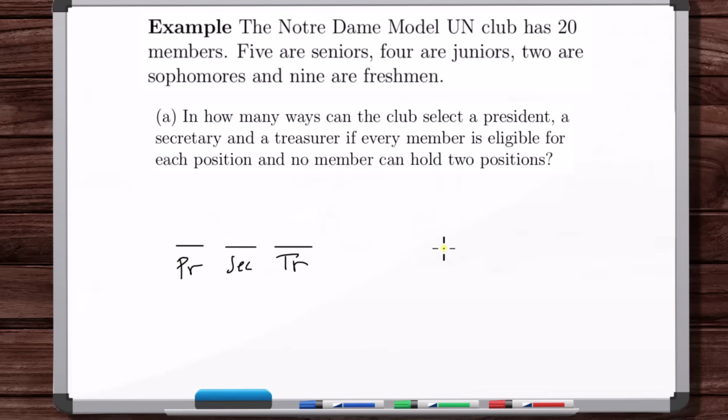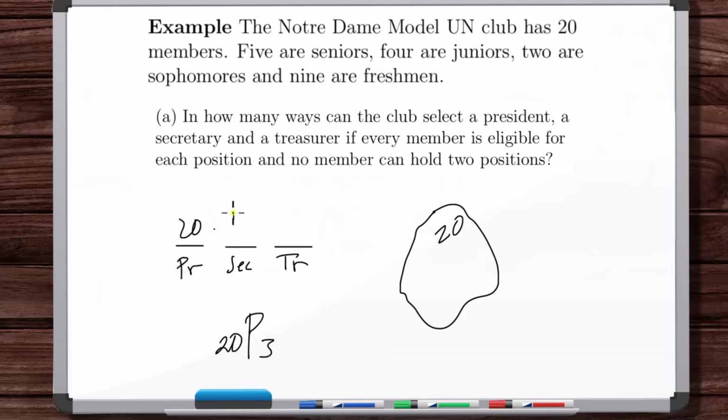Okay, so we're picking from a group of 20 members, and it doesn't matter if we pick a senior, junior, whatever. The seniors, juniors, sophomores, freshmen doesn't come into play here. We can pick anybody. We just can't pick the same person twice. So it's a standard permutation problem with no repetition. So you're picking from 20, right? Because you pick one, now you can't pick the same one again. So it's 20 times 19 times 18.